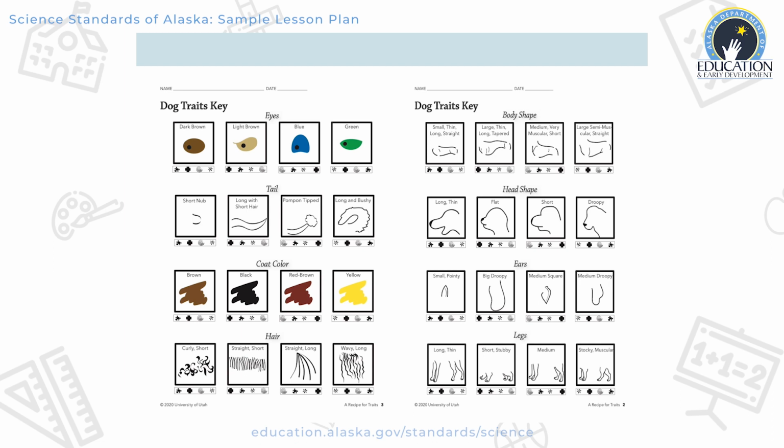Now, of course, with the kids' individuality, not all dogs will look the same, even with the same traits. But then, of course, they all have these separate traits. So hopefully you'll end up with a bunch of different looking dogs and lead to a high quality class discussion about traits and where they come from.